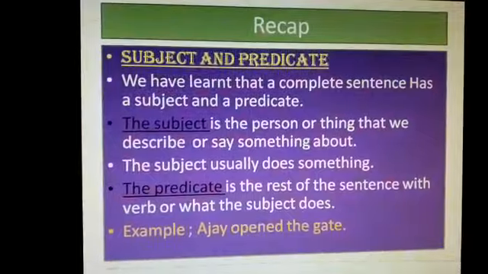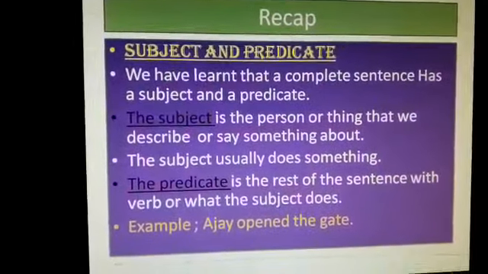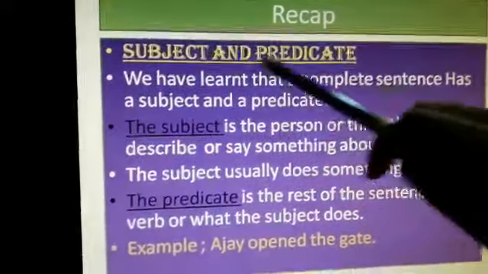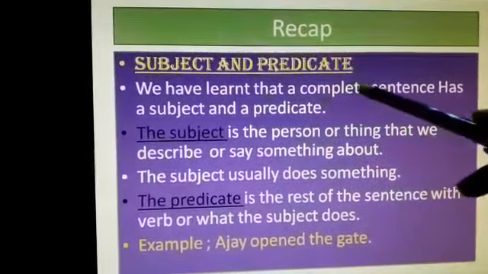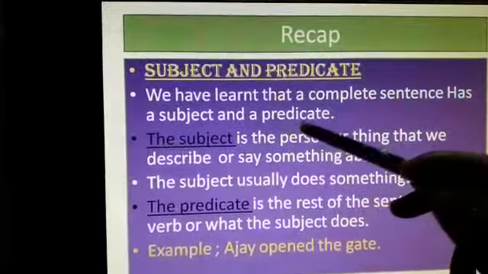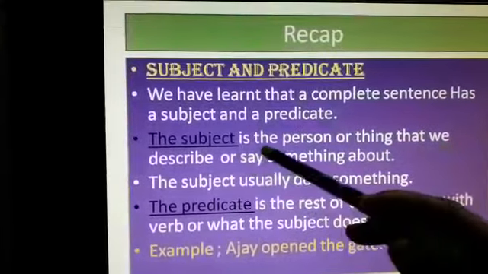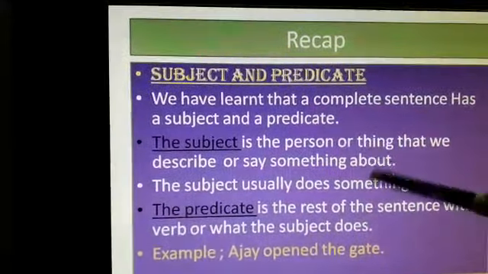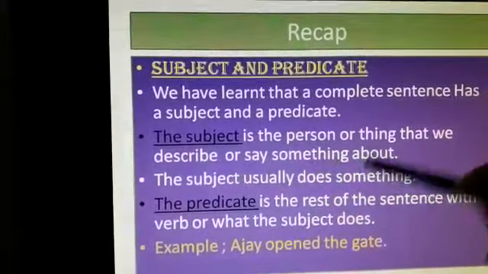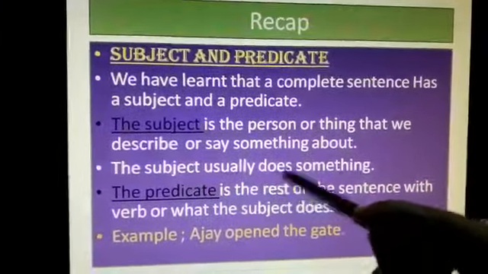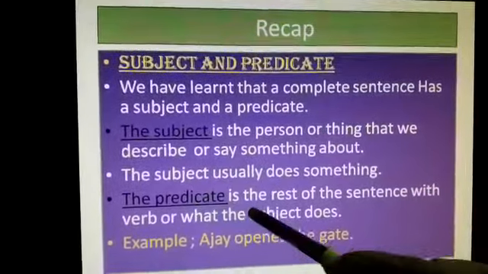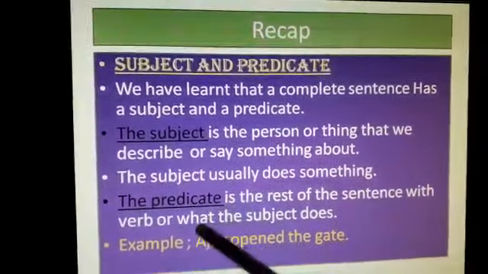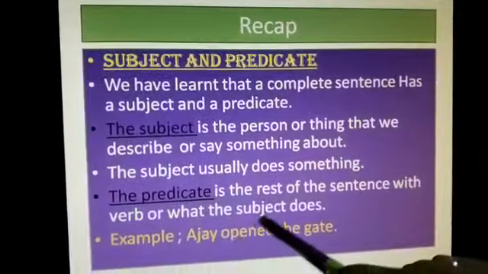Let us recap what we have studied in the earlier classes. We have studied subject and predicate. Now, what is subject? We have learned that a complete sentence has a subject and a predicate. The subject is the person or thing that we describe or say something about. The subject usually does something. Now, the predicate. The predicate is the rest of the sentence with the verb, or what the subject does.